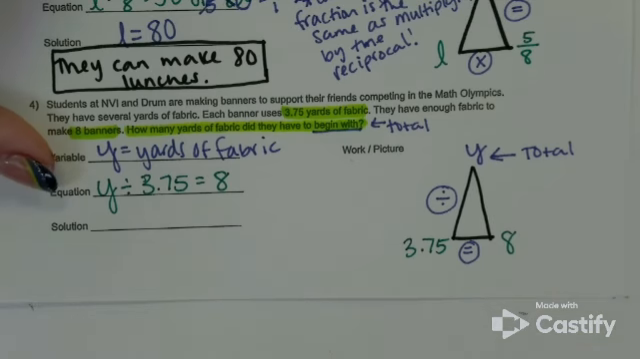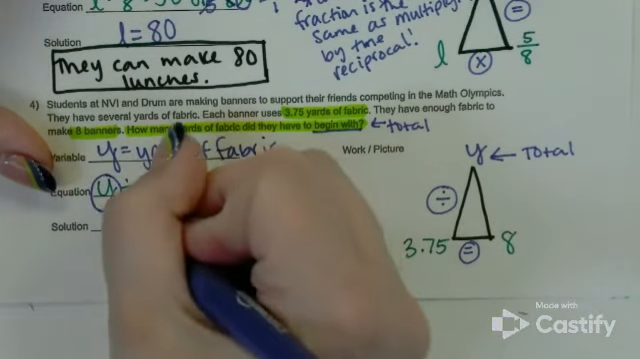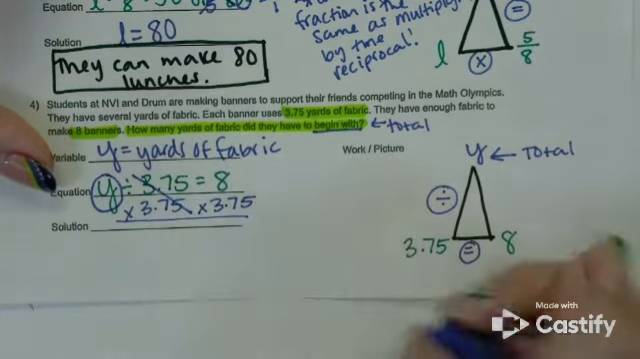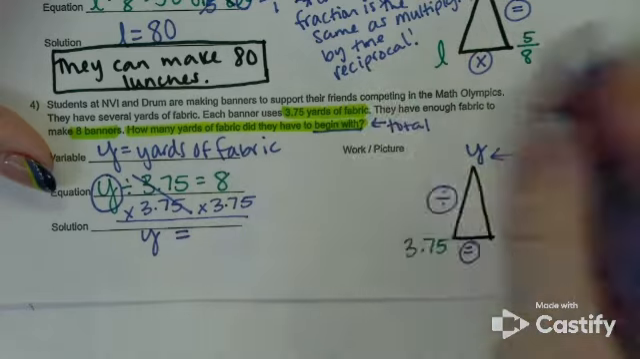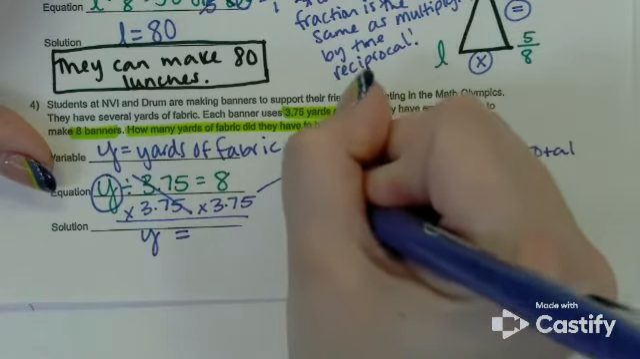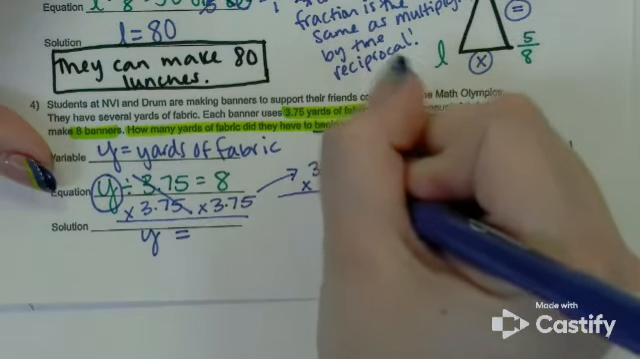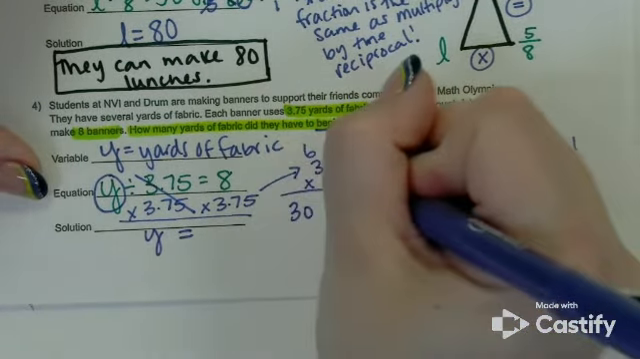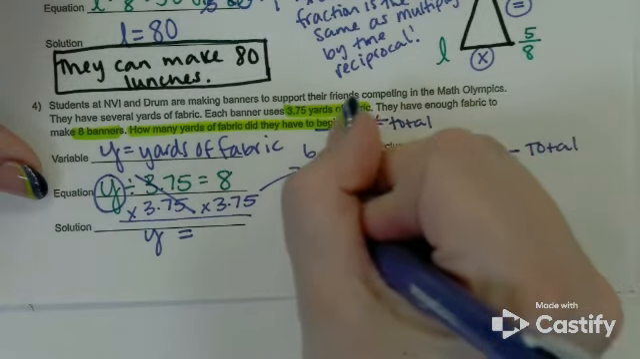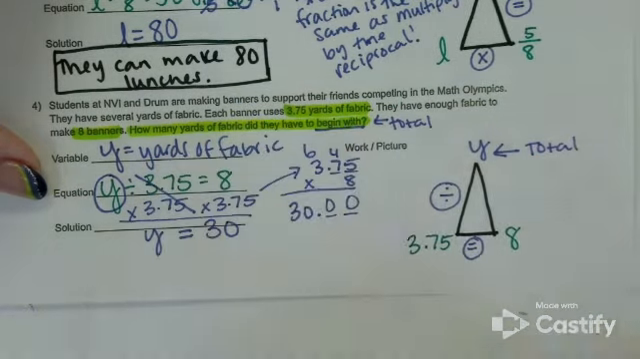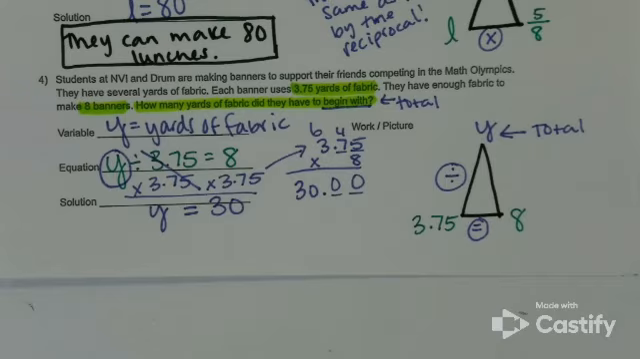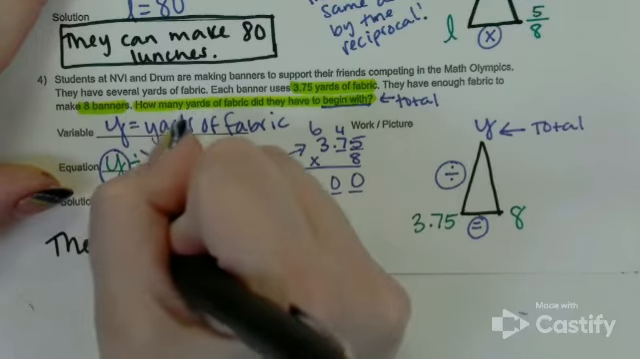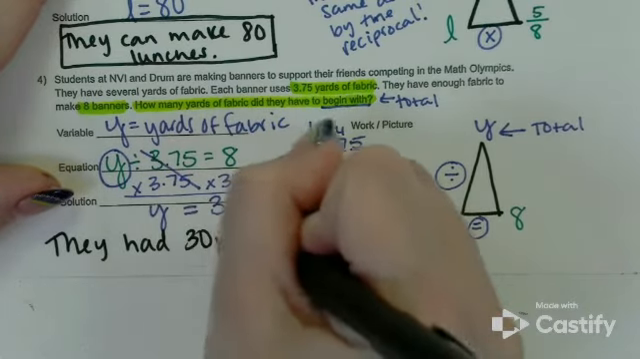To solve, I want to isolate y, so I'm going to multiply both sides by 3.75. These cancel each other out. I'm left with y equals, I'm going to do a little side math and flip these around. 8 times 5 is 40. 8 times 7 is 56, plus 4 is 60. 8 times 3 is 24, plus 6 is 30. I have 2 digits after the decimal in my problem, so I have 2 digits after the decimal in my answer. And I know that y equals 30. But the question asked me, how many yards of fabric did they have to begin with? They had 30 yards of fabric.